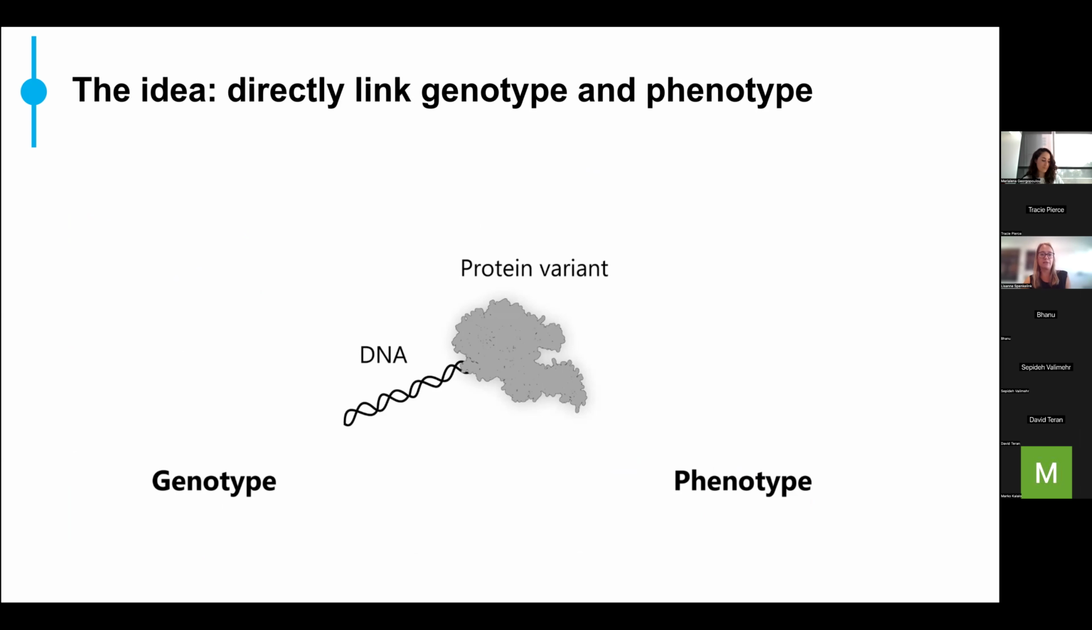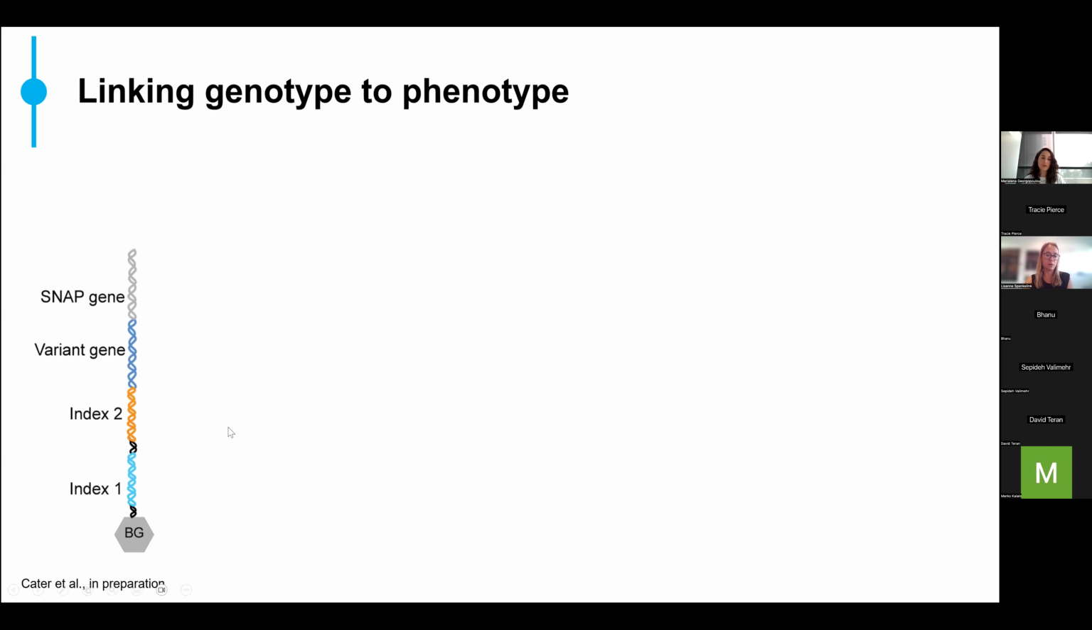So it started off with this idea that when you create a library of genes, with all different variants, and you then express their proteins, you traditionally lose that connection between DNA and protein. So even if you then find the protein variant, it's very hard to link that back to the original genetic information. So we have developed a way to directly link genotype to phenotype, so that link is always maintained. And this is how we do that.